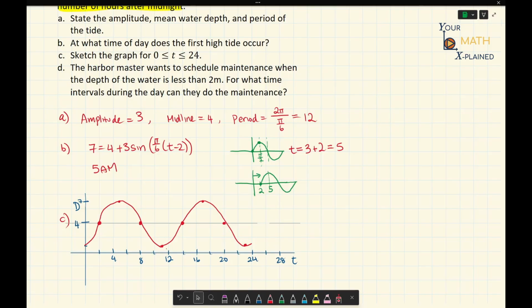And then finally, for part D, the harbor master wants to schedule maintenance whenever the depth of the water is less than 2 meters. So for what time intervals during the day can they do the maintenance? Now, if we look at this graph here, we can see 2 is right over here. So if we were to draw a horizontal line at d is equal to 2, we can see that the times that the tide is below 2 would be this segment over here, from here to here, and then from here to here. How do we actually solve for that?